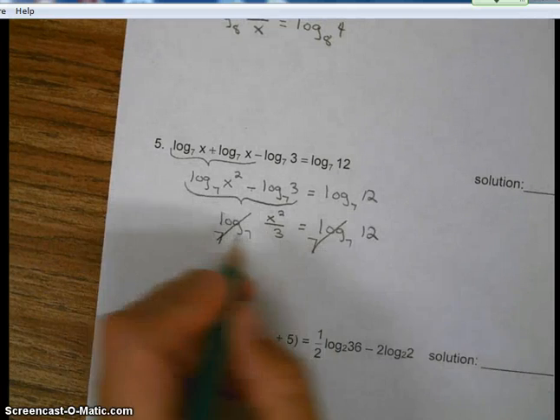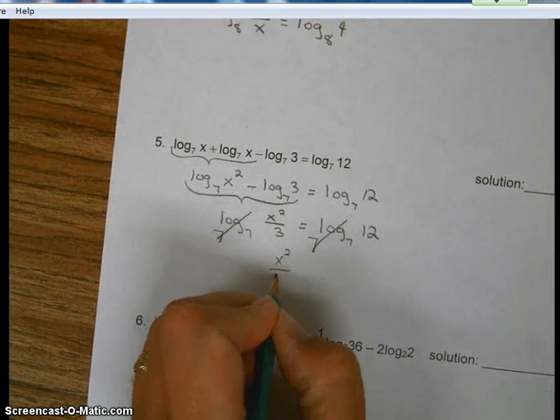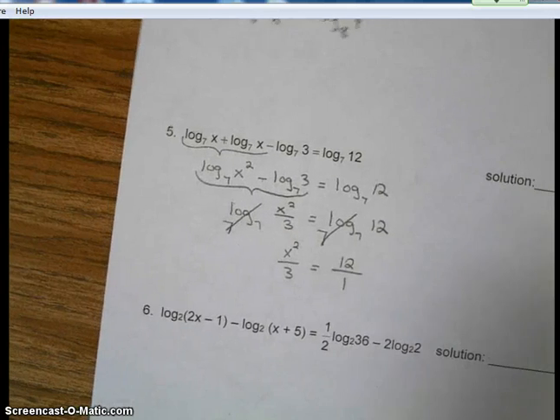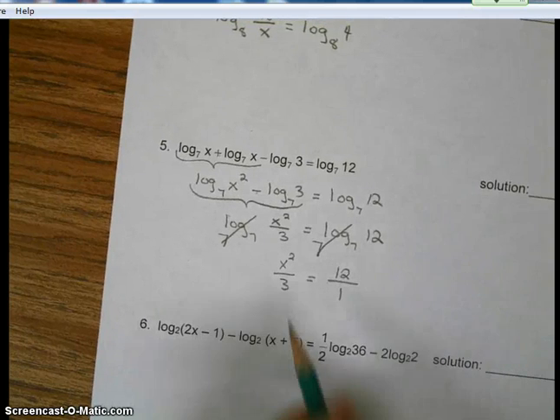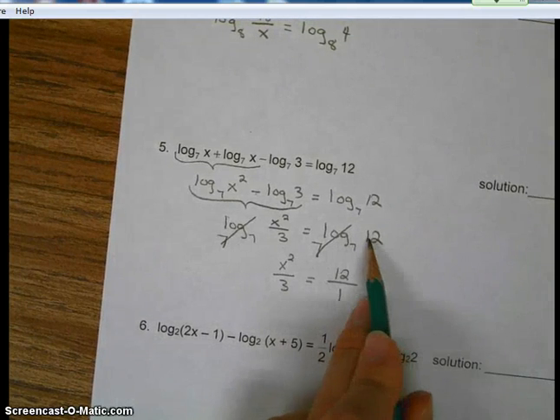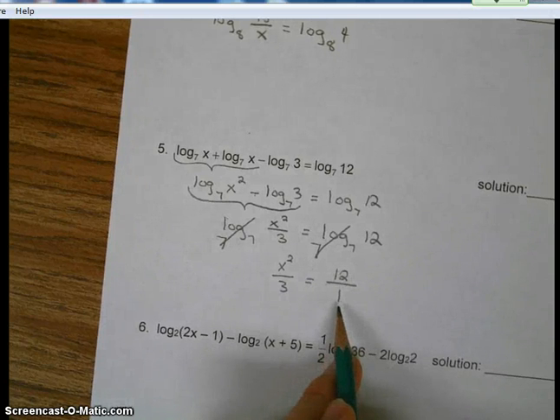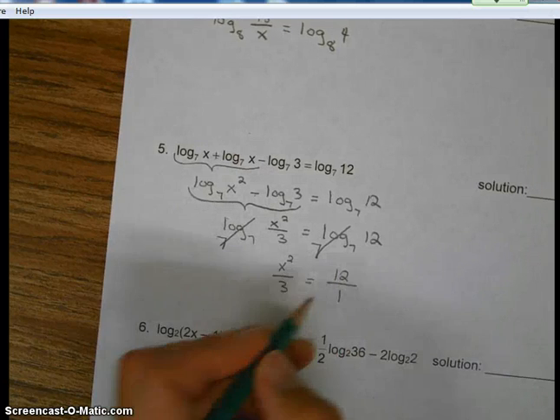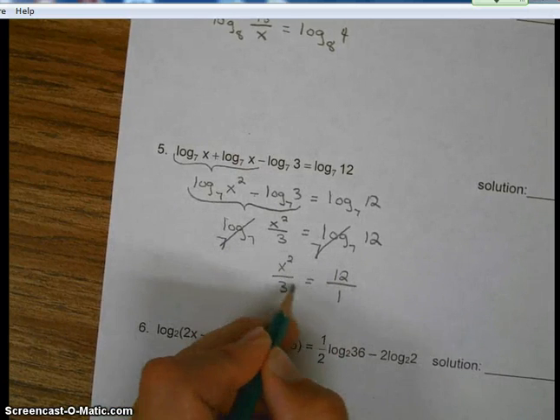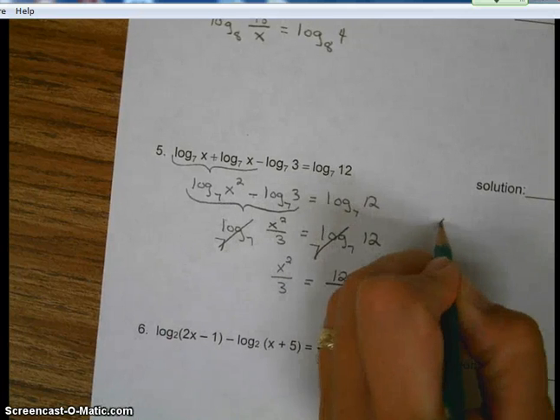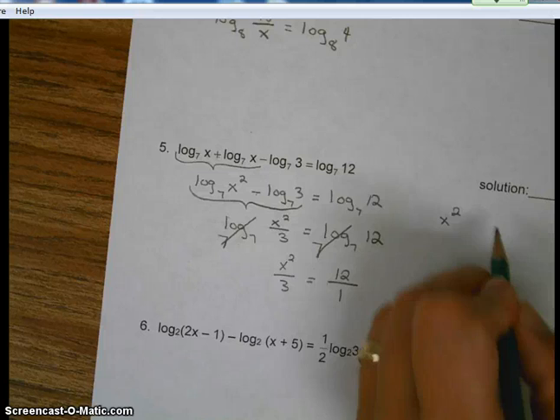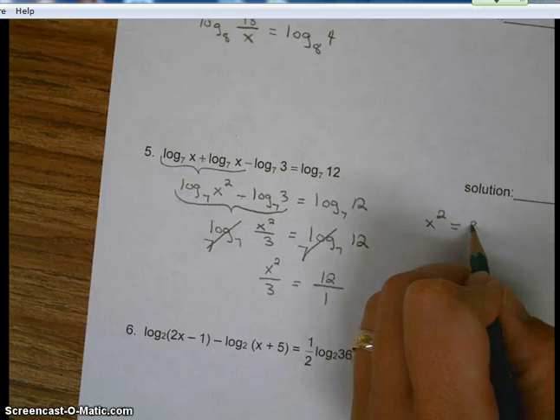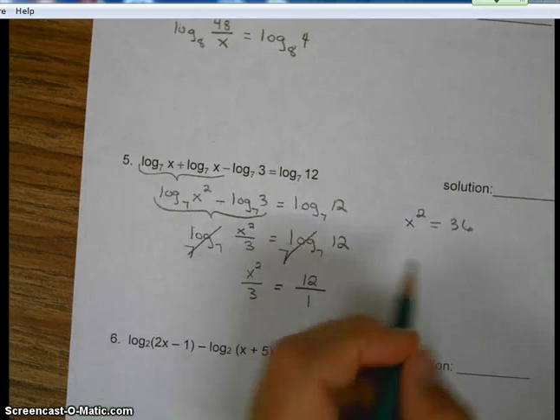Setting the arguments equal to each other. Notice that whenever I'm dealing with a fraction and an integer, I always put the integer over 1. So that way I'm dealing with two fractions. We have a proportion here. Remember, to solve a proportion, we cross multiply. So x squared times 1. Then we put the equal sign next. Cross multiply the other way. And then we just solve.